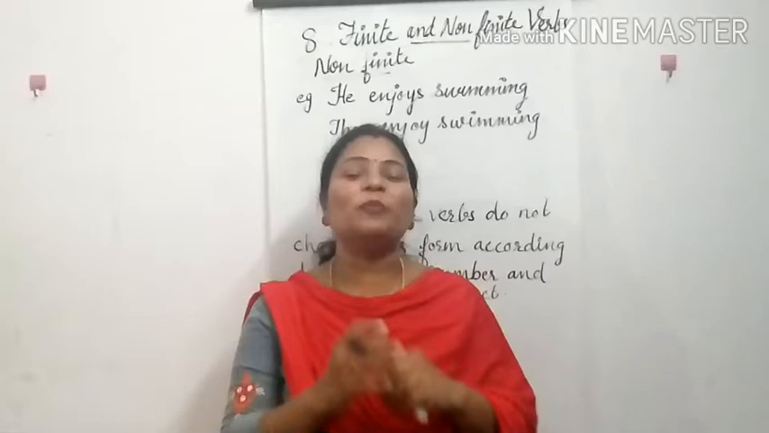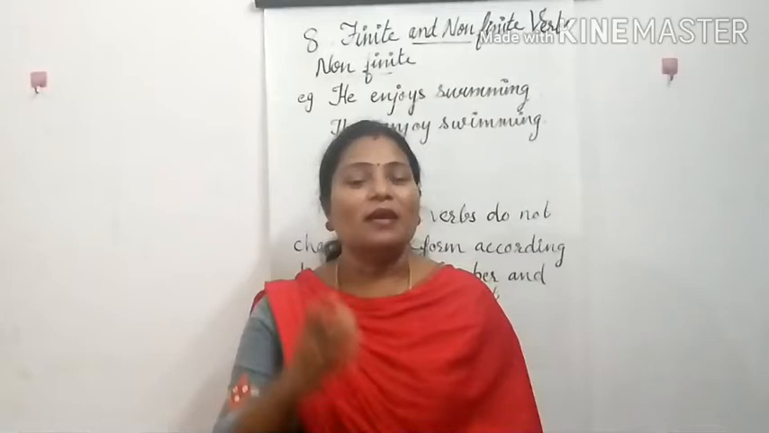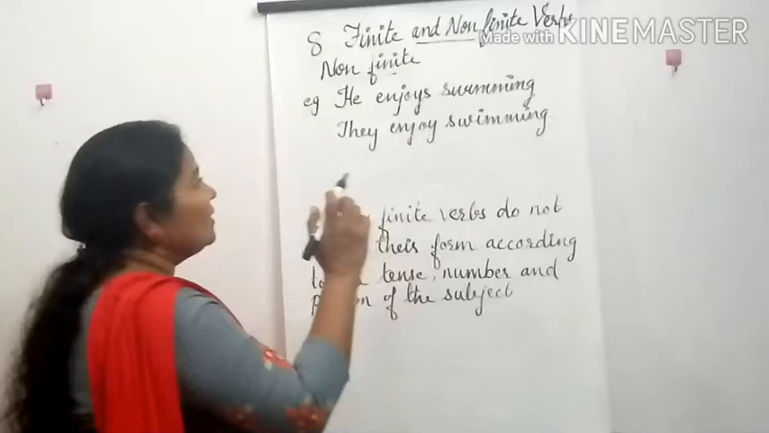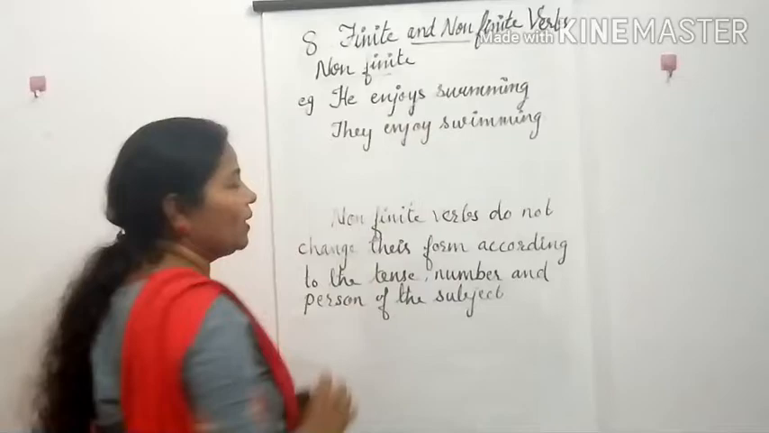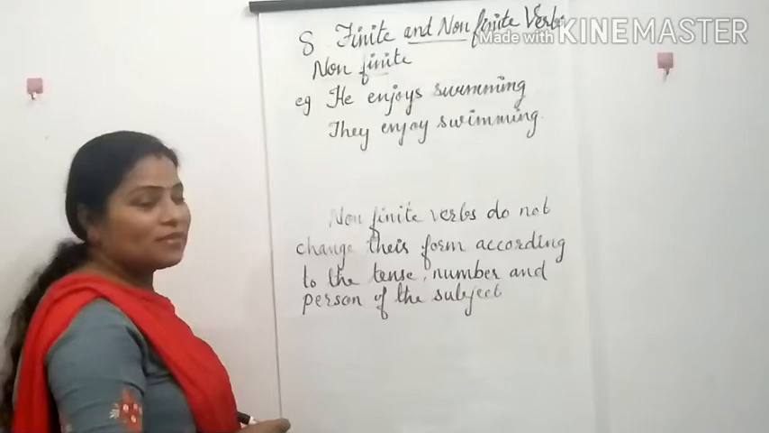So, today we'll do the non-finite verb. What do you mean by non-finite verb? But before going to the definition, I want you to see these examples. Here I wrote two examples for you. He enjoys swimming. They enjoy swimming. Now, can you tell me the verbs over here? In the first sentence, which are the verbs?